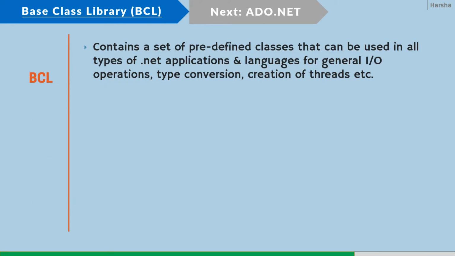First, let us discuss about BCL. BCL stands for Base Class Library, which contains a set of predefined classes that are available in .NET Framework to perform general I/O operations, type conversions, and working with the threads, etc. So for all the general purpose programming, which are common for all types of applications and languages, there are some predefined classes, interfaces, and structures. All those predefined classes, interfaces, and structures are called as base class library. So how is it different than FCL?